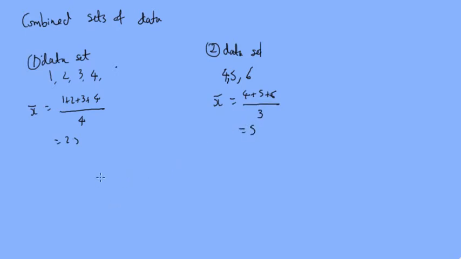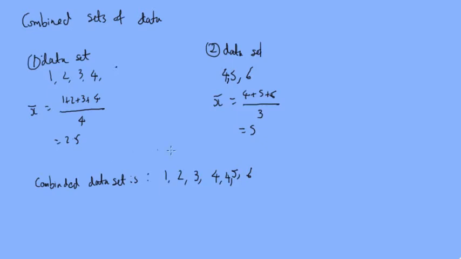Now, if we were to combine, the combined data set is 1, 2, 3, 4, 5, 6. So there's 2 4s, 4 here and 4 here, so we need to repeat 4. So we've just taken this data set and put it together with this data set.